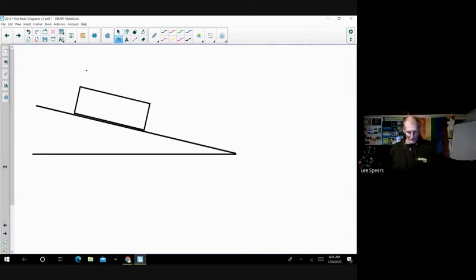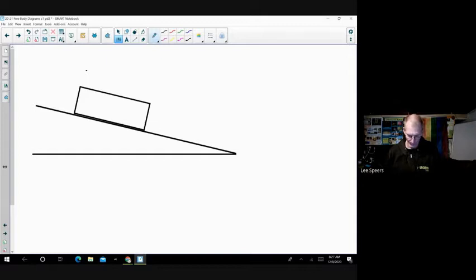Okay, so again, we're talking about this object resting on the inclined plane. So we've gone from that flat position where the weight force is acting straight down to now we're going to incline it. Well, the Earth didn't change and gravity didn't change, so the weight force is still going to be acting straight down. The only problem is the surface it's sitting on is now changed.